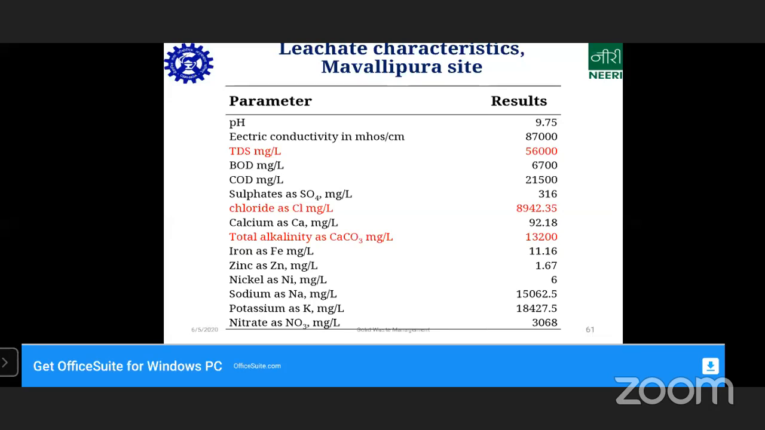COD is around 21,000. You can see sulfides, and chlorides around 8,000. These are very, very high concentrations in the leachate. So this is a very sensitive and serious issue which needs to be addressed. There are also some metals present, iron, zinc, and so on, just to give an idea of how the leachate is.